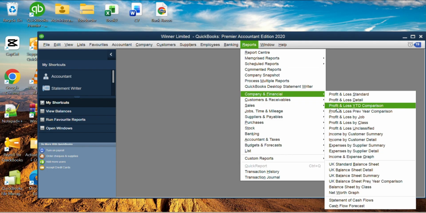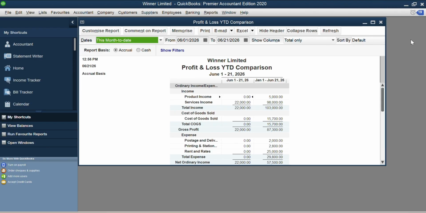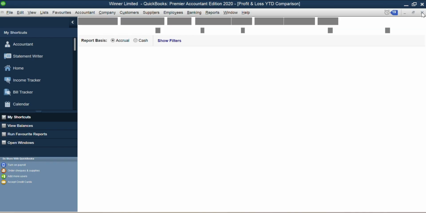So when you go to those reports, you can check whatever reports you want. You can check the summarized profit and loss. You can check the one which is in detail. The one we are looking at now is a profit and loss comparison. We only had 1 year because we assumed that our company began on January 1st, 2026, but as you can see, it is comparing from January to June.